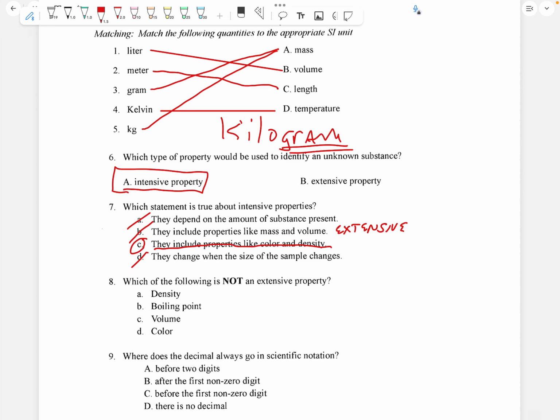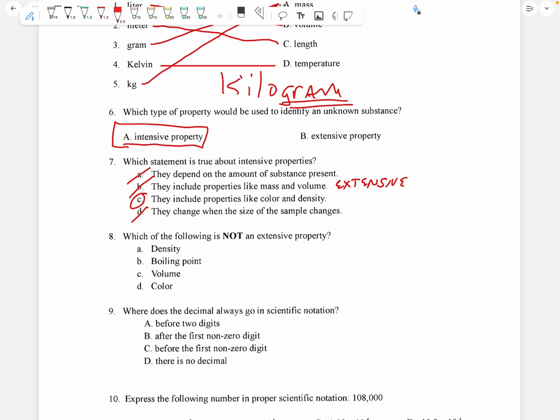Oops, I don't want to cross it out, I want to erase it. So that's important, because color is an intensive property that no matter what, if you cut a piece of paper 1,000,000 times and the color of the paper is red, then every bit of that paper is going to be red. And density, that doesn't change with the amount of matter you have either.